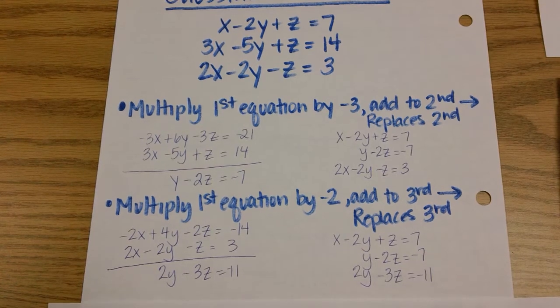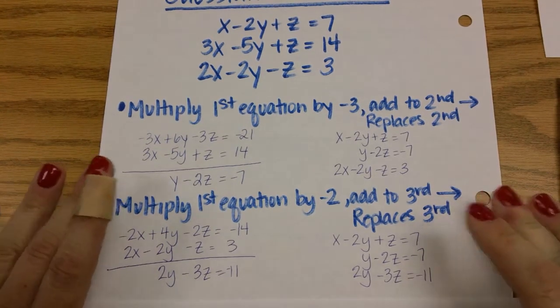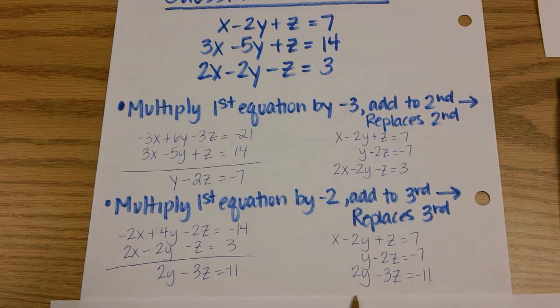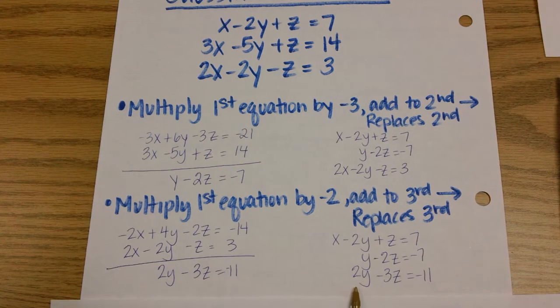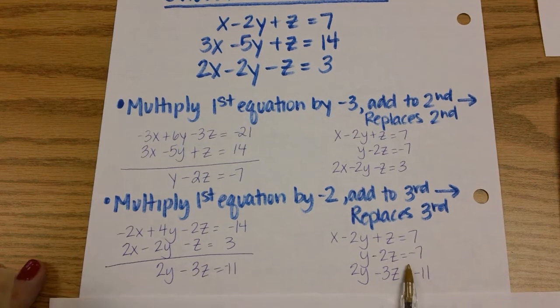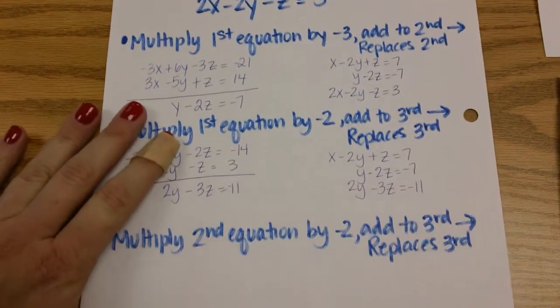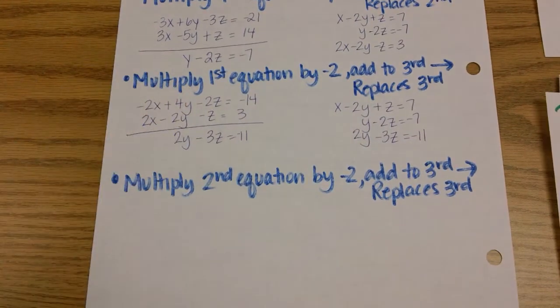Okay? All right, now we have one more step, and what we want to do is get rid of the y in our third equation here. So in order to do that, we're going to use our second equation. We're going to multiply it by -2 and add it to our third equation.